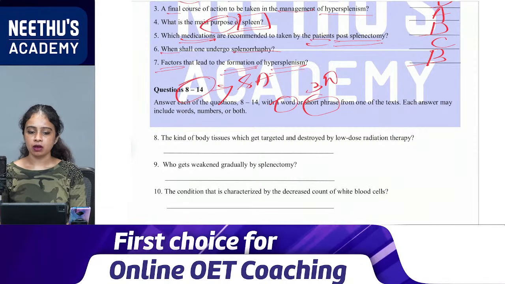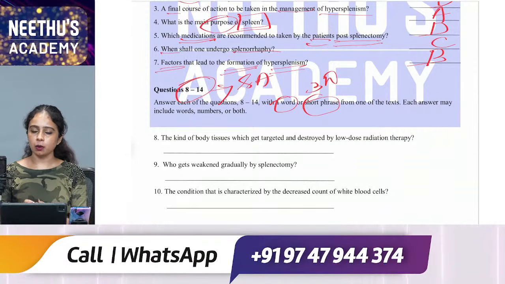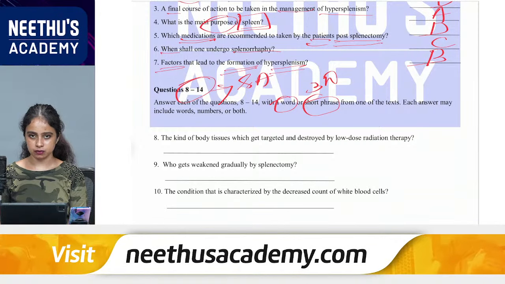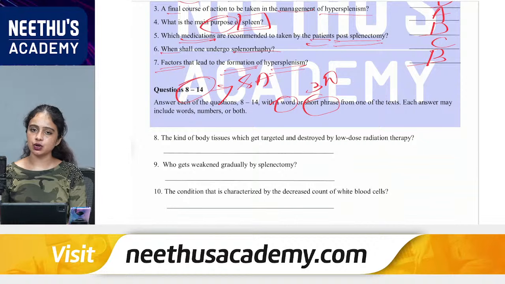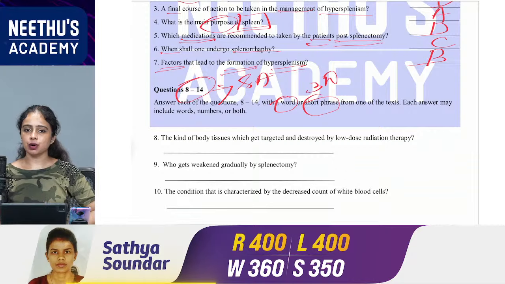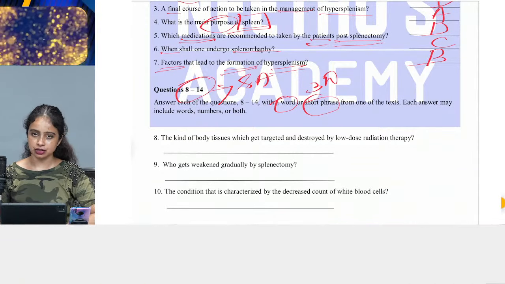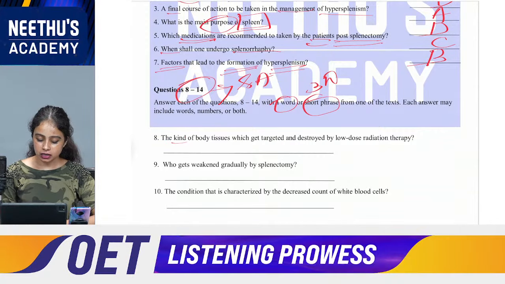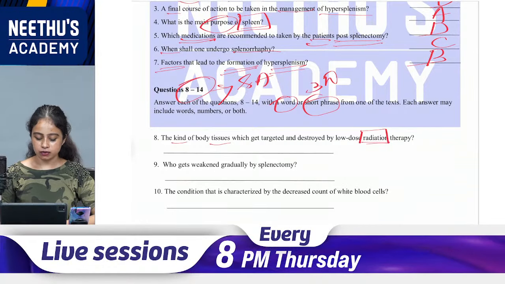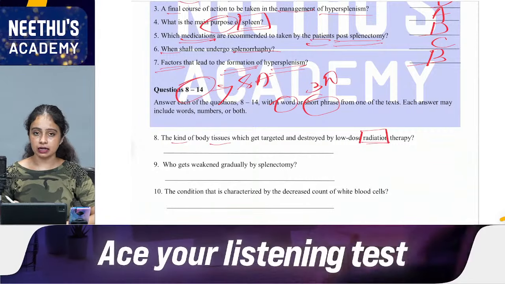For example, a particular word that is a combination, or a single term or a single word, don't separate the words. If it is separated, then you can write that single word as your answer. Otherwise, don't separate words. So the 8th one, the kind of body tissues which get targeted and destroyed by low dose radiation therapy. My keywords are kinds, then tissues, then radiation. So what is your answer? Any idea? 8th one, the kind of body tissues which get targeted and destroyed.